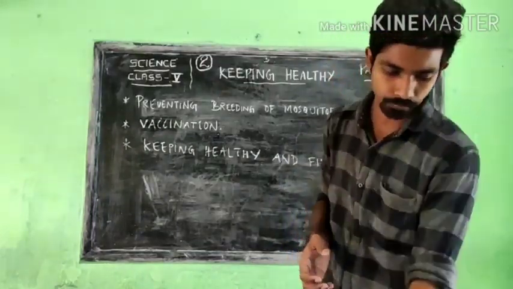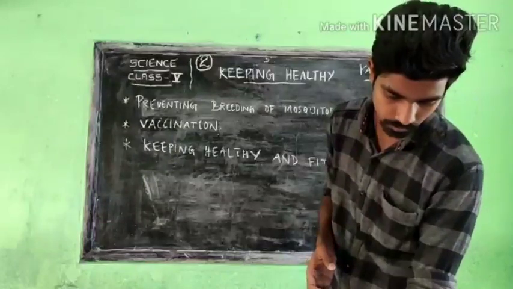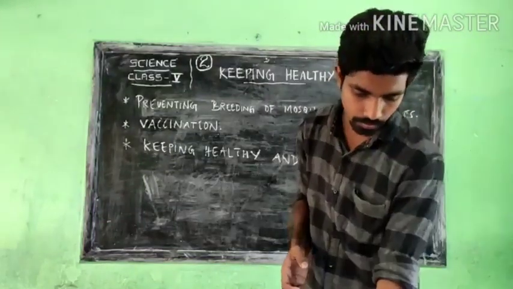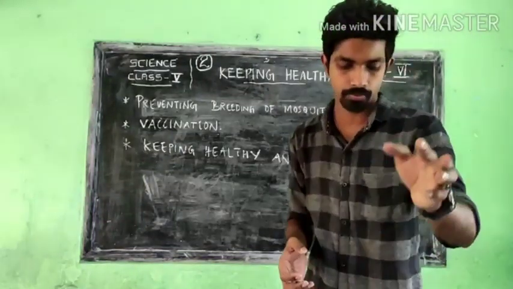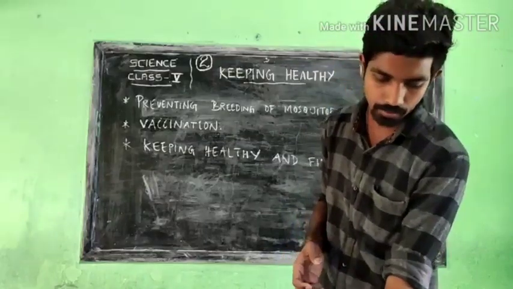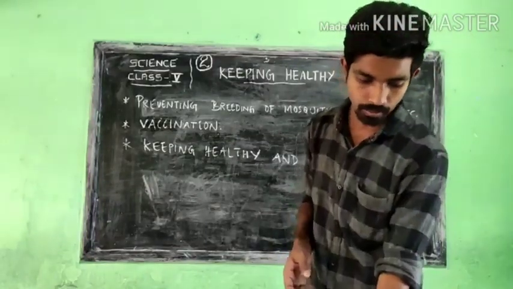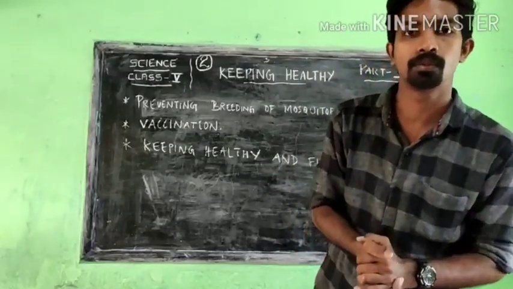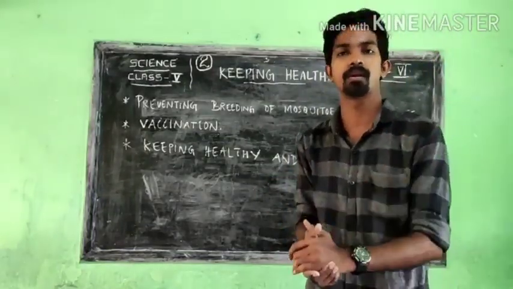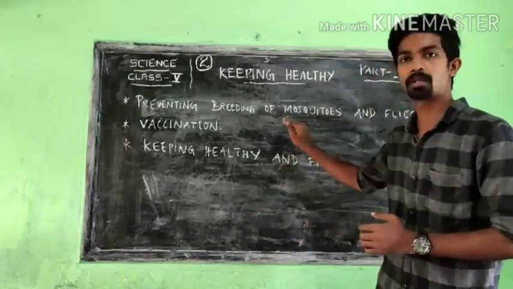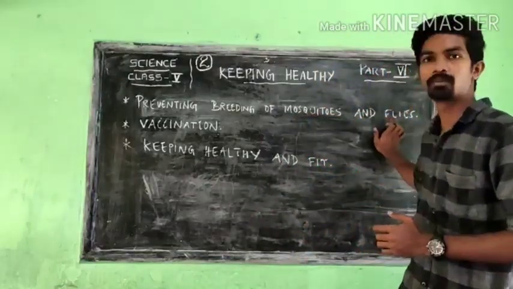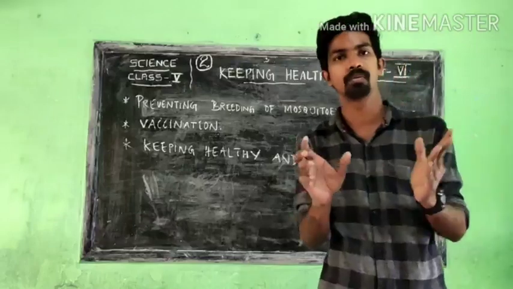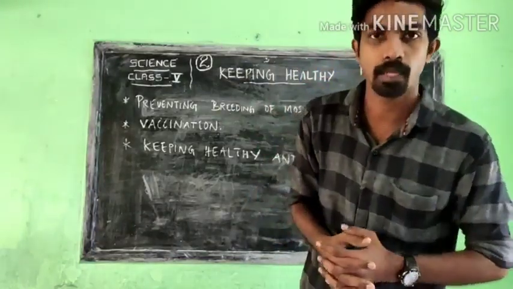Then again, the anopheles mosquito we were discussing. Through animals, different types of diseases may come to you, that is malaria and so on. It may reach your body, then you will be called sick. So the main important thing is mosquitoes and flies. These two are always ready to spread these types of diseases.